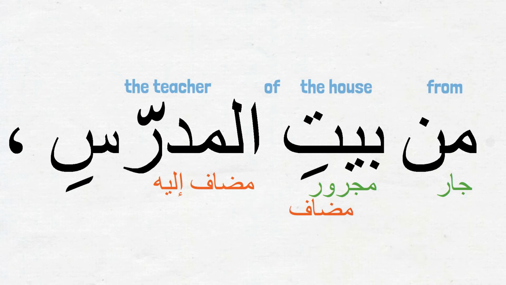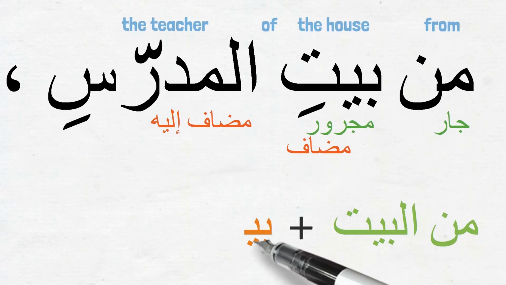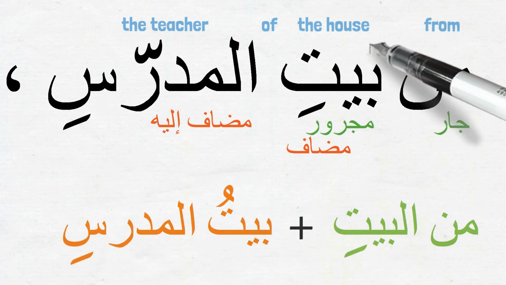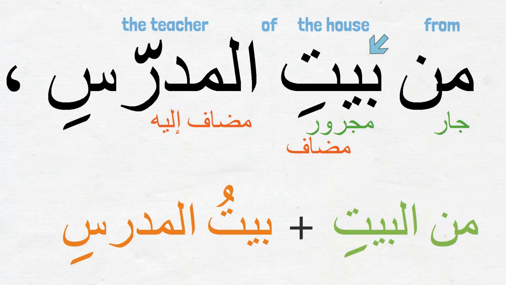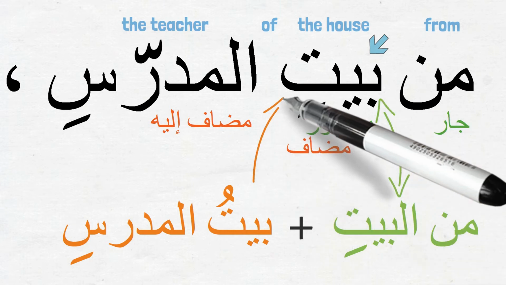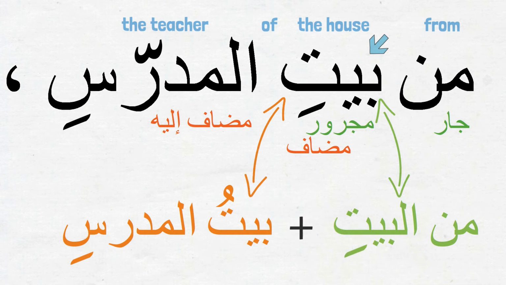So as you can see here, jar majrur and mudaf ilayhi are overlapping. If we separate them, we would get min al-bayti and baytul mudarrisi. When they are added back together, this ism bayti has to play the role of both. The ism majrur of harf jar and mudaf of the idafah. And to be ism majrur, it retains its kasra ending. And to be mudaf, it drops its al article.